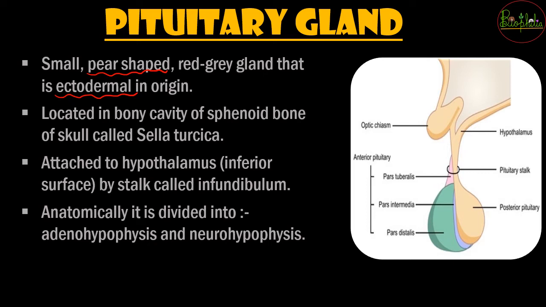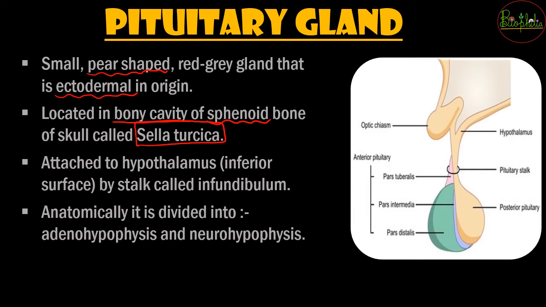Now the location of the pituitary gland is in a bony cavity. Very important to remember, it is a bony cavity of which bone? Of the sphenoid bone, that is called the sella turcica. So sella turcica is the bony cavity wherein the pituitary gland is located.